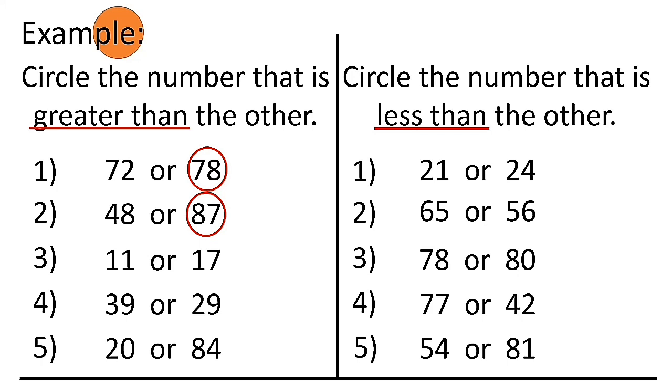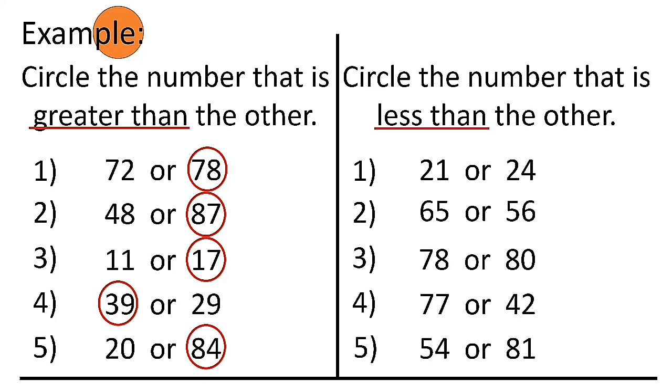Number three, 11 or 17. Yes, that's 17. Number four, 39 or 29. Yes, that's 39. 39 is greater than 29. Number five, which one is greater? 20 or 84? Yes, of course, 84. Okay, please remember. Okay, let's proceed to the next.